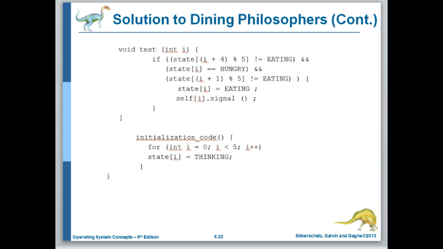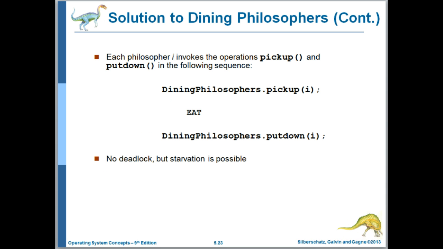The other case is we're executing our put down method, and then we call test on the philosopher to our left and to our right. You can see what we're doing on behalf of those philosophers is checking to see if they're actually hungry, and whether the chopsticks each one needs are available or not. And if that is the case, we change that philosopher's state to eating and then signal it so that it'll resume execution.